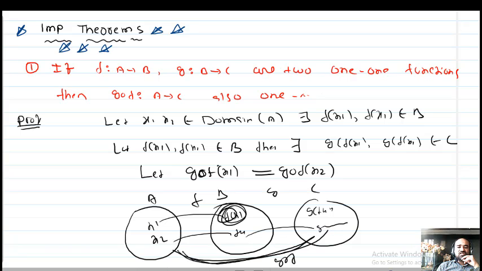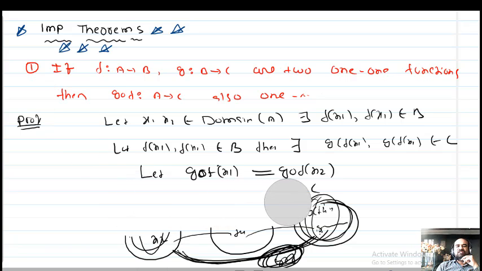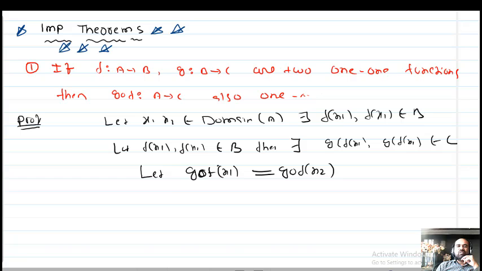Now we want to check whether this function is 1-1 or not. How? If these two are different, these two should be different. If these two are the same, these two should be the same. So in that way, what is my assumption? g circle f of x1 equals g circle f of x2, so this implies g of f of x1 equals g of f of x2.